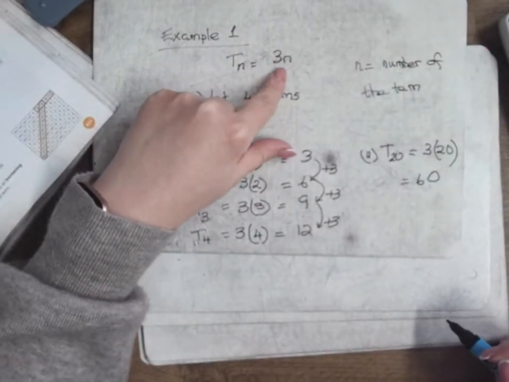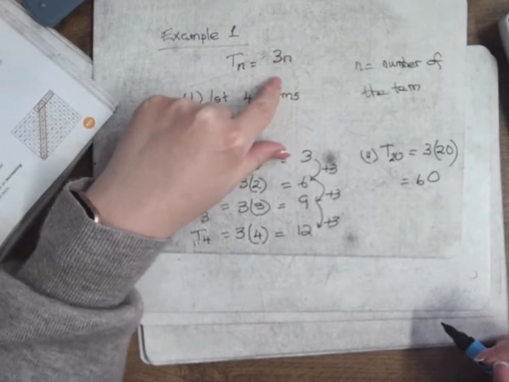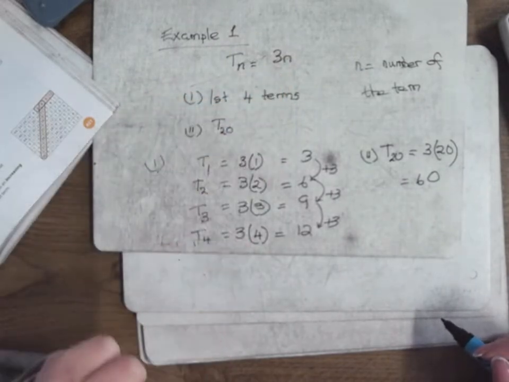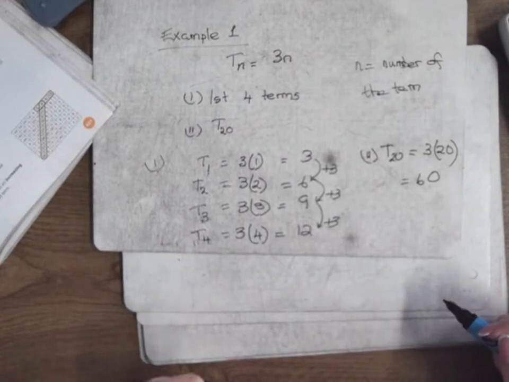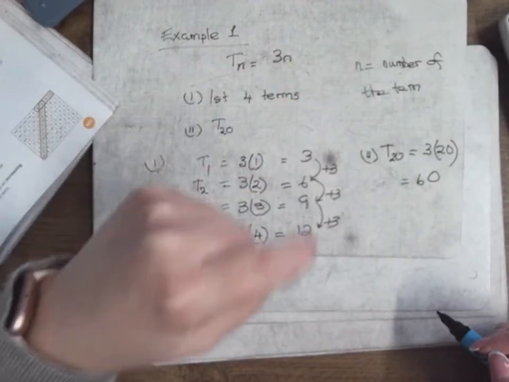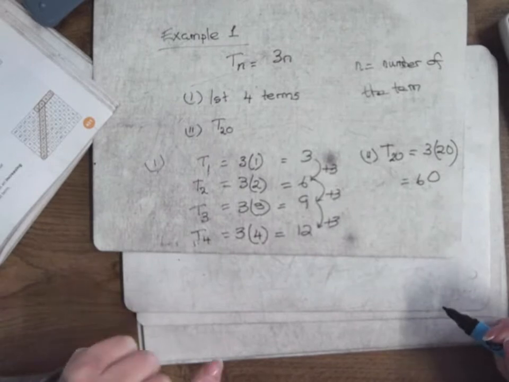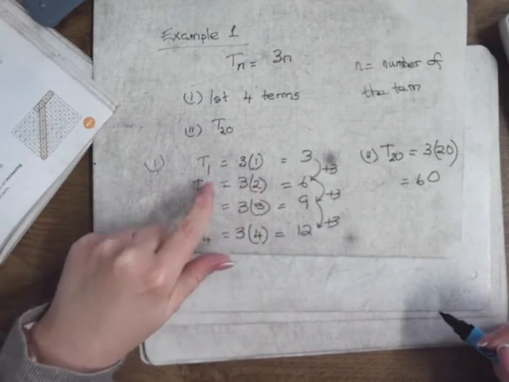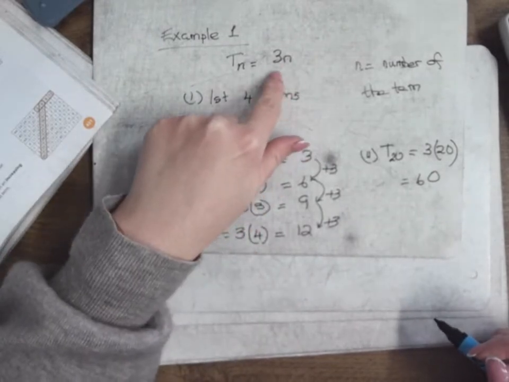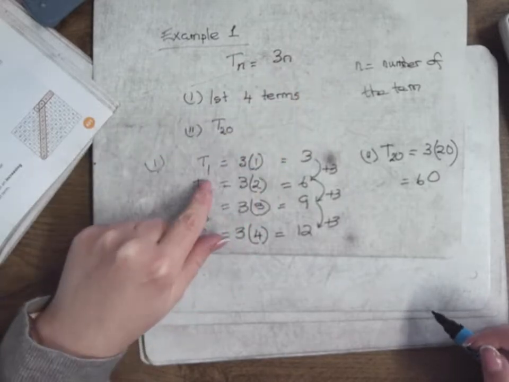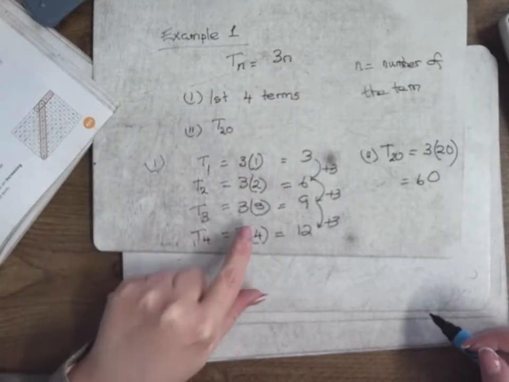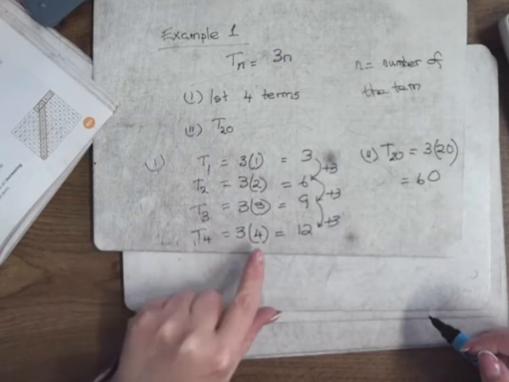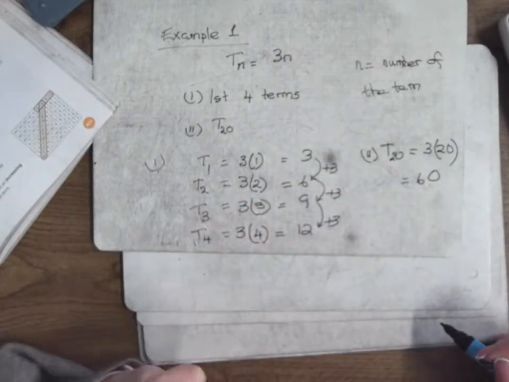3n. See it? 3n. It's in the rule. They tell you that in the question. So they'll tell you Tn in the question. You'll get the rule in the question. That 3n means 3 multiplied by n. So for term 1, it's 3 by 1. For term 2, it's 3 by 2. For term 3, it's 3 by 3. Term 4, 3 by 4. Term 20, 3 by 20.